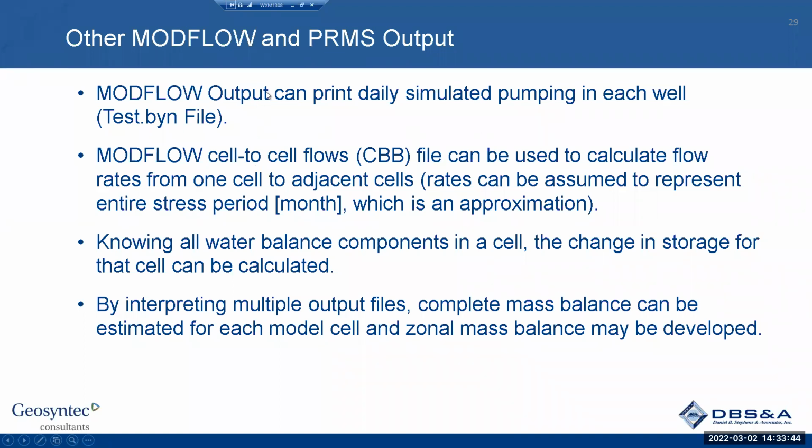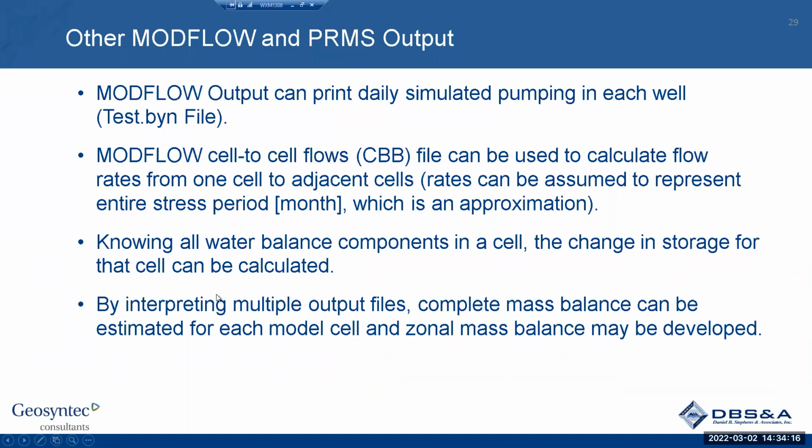So if we do all of this, we will know all budget components except for change in storage. Total inflows minus total outflows is the change in storage, and that's the only unknown component now. So we can calculate that for each cell.